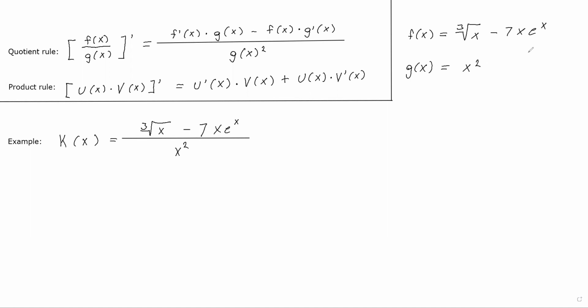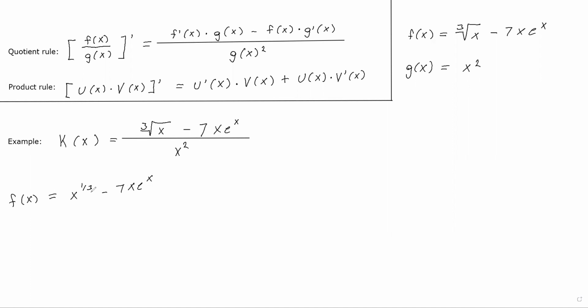Now from here, we need to find our f prime of x and our g prime of x. Finding our f prime of x is actually not that simple, so I'm going to do that down here. How do we find that? To start, I'm going to want to rewrite our f of x into something a little easier to work with. We're going to change that cube root into x to the 1/3, and everything else can stay the same.